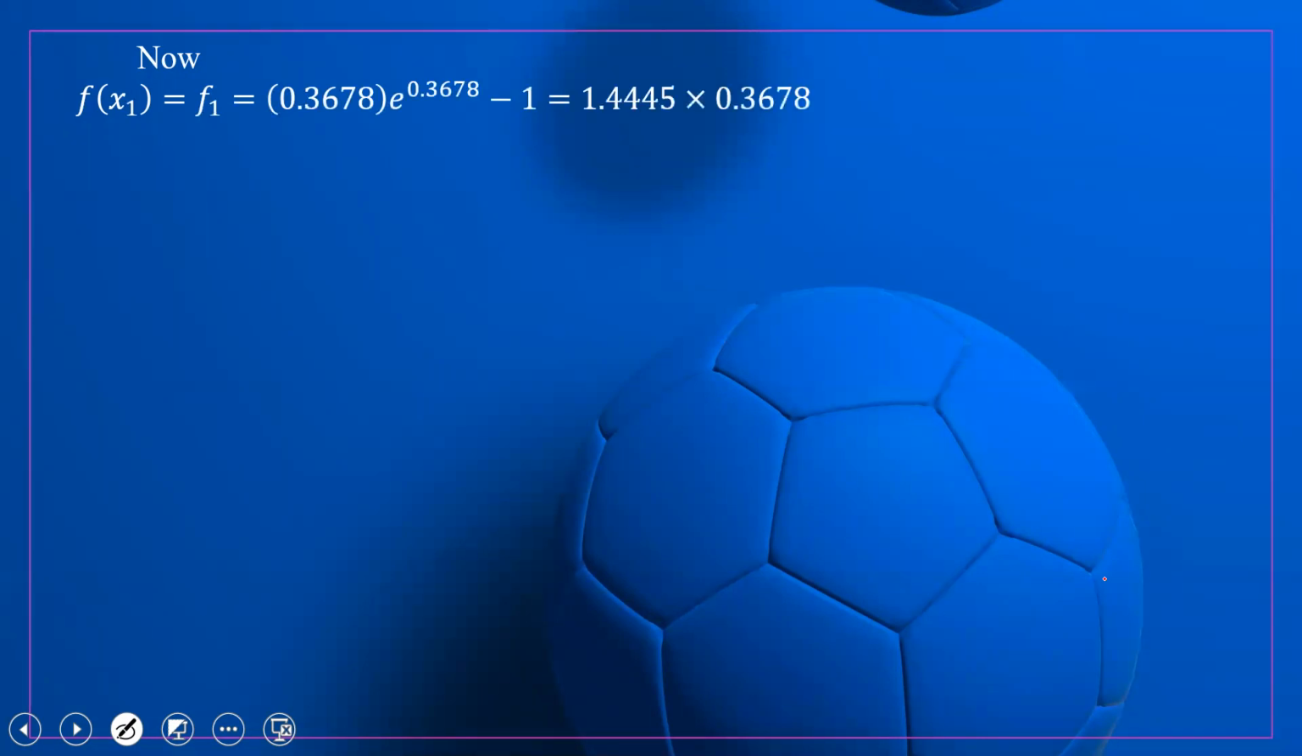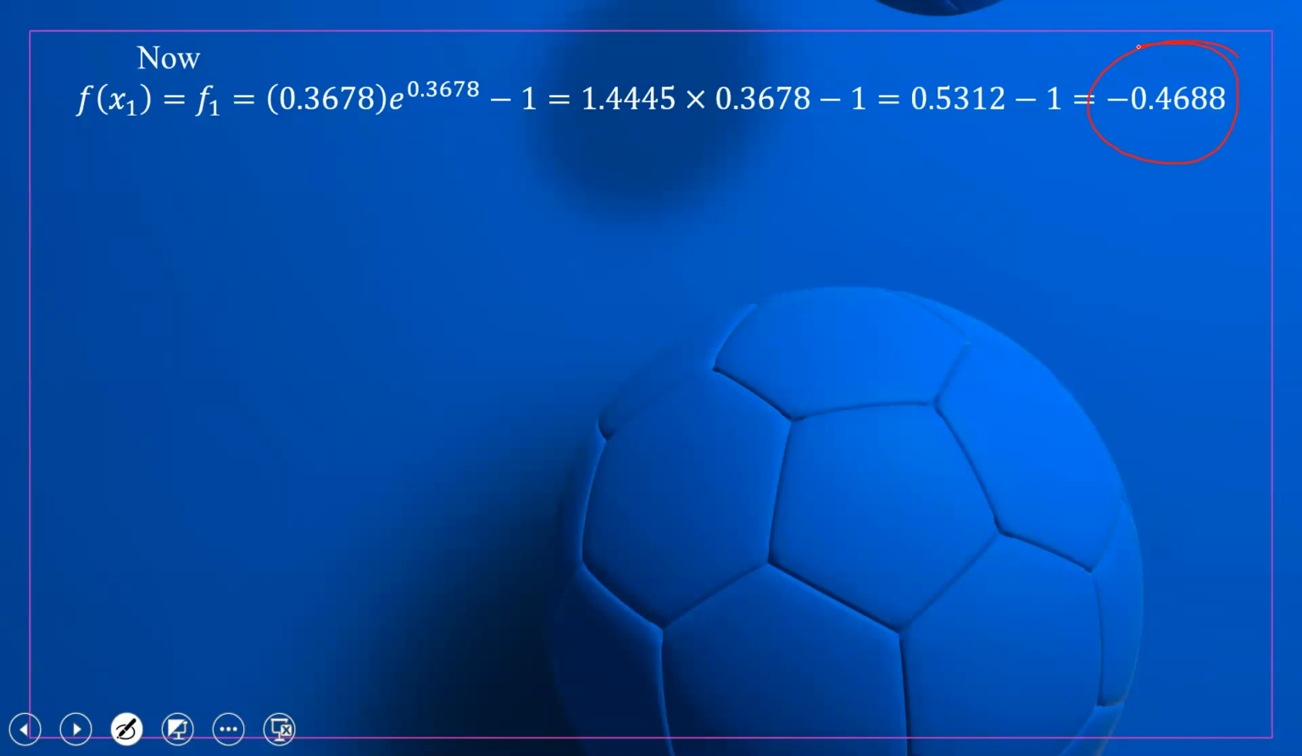Again, what we will do? We will calculate what is the value of x1. What is the function value of x1? So f of x1, 0.3678, is equal to e to the power 0.3678 minus 1. So we are getting 1.4445 minus 1, and we are getting negative values. Okay.